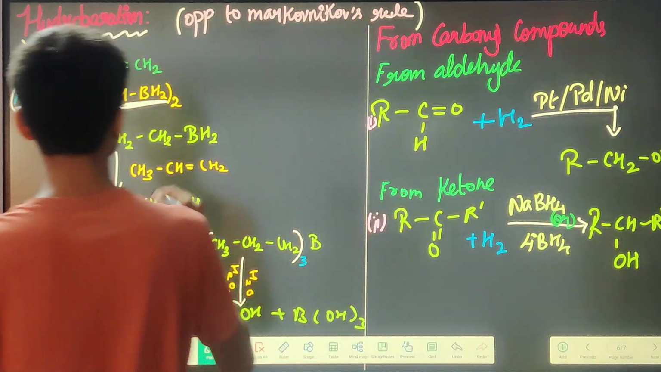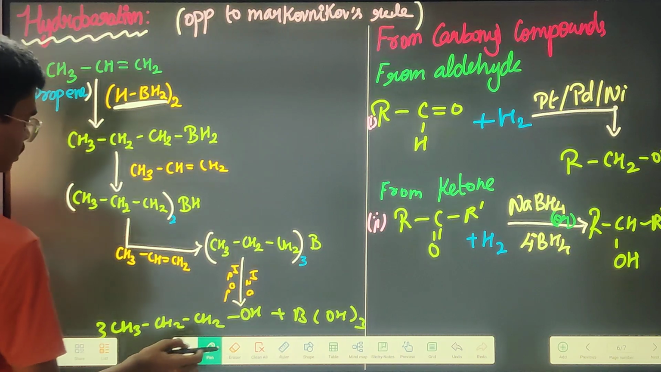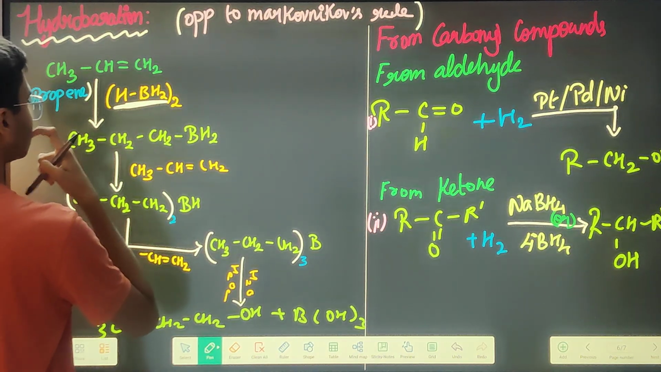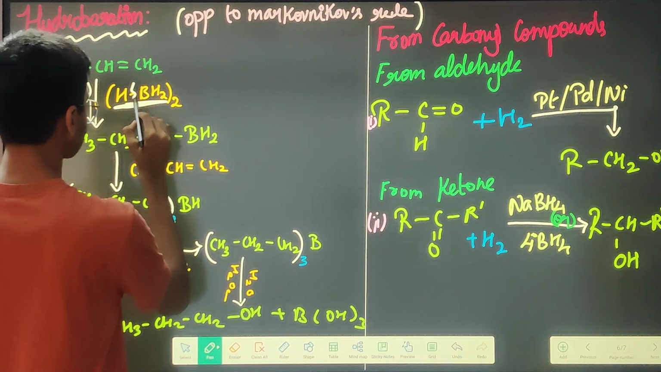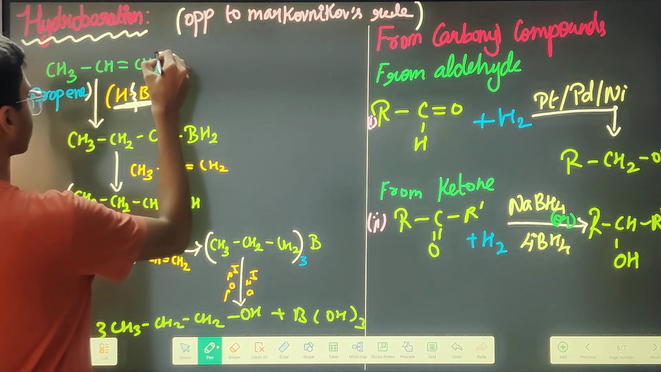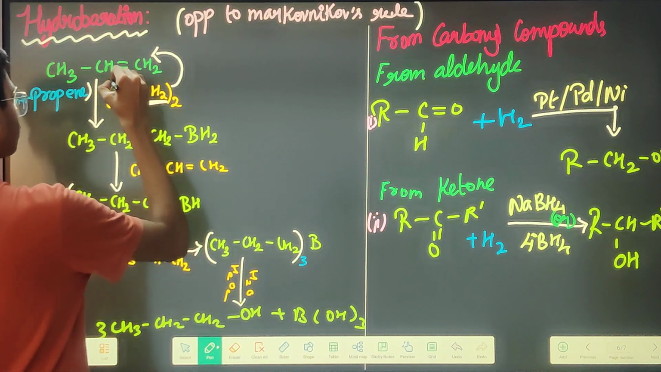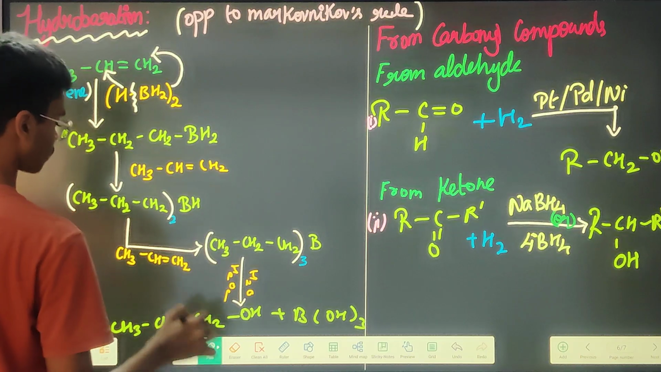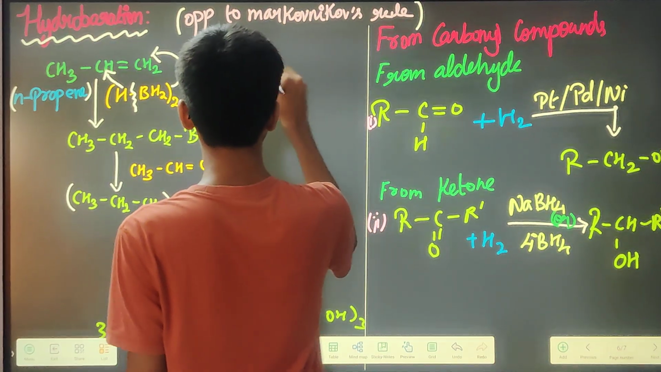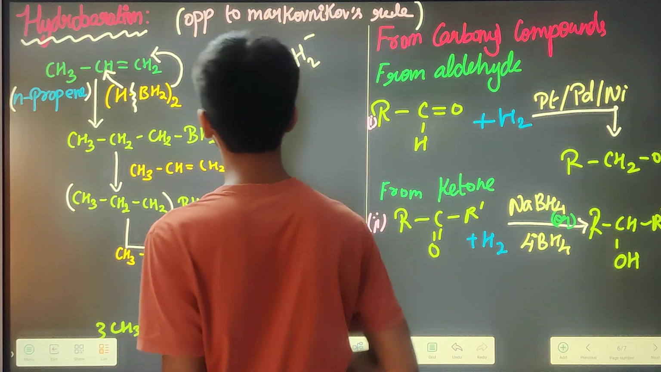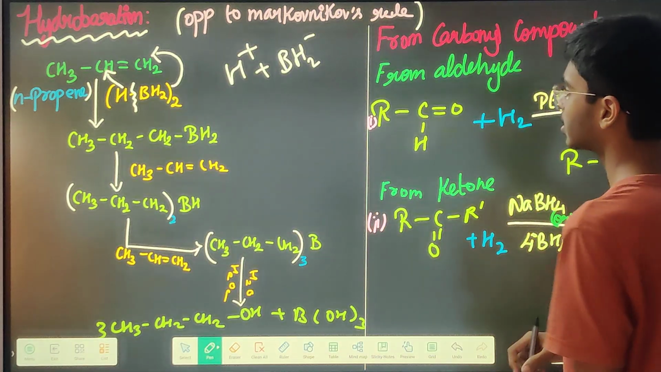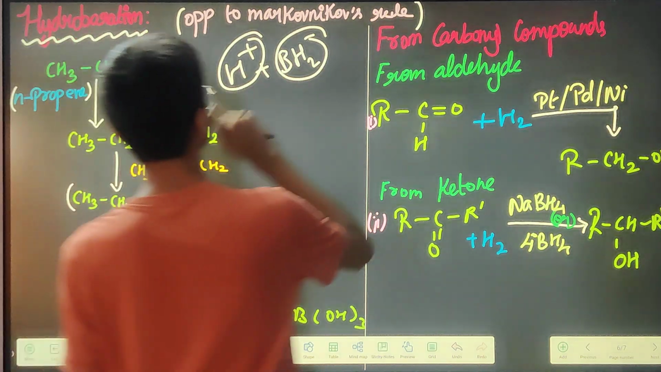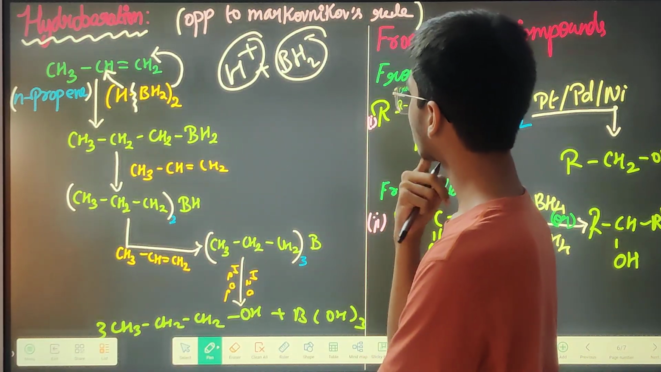Here, what will happen is, this compound, it will break the H bond and the H will go and add over here, and this will go and add over here, because it will become H plus and BH2 minus. So now this is the negative part and this is the positive part. Now you can remember it like this: this is actually opposite to Markovnikov's rule.